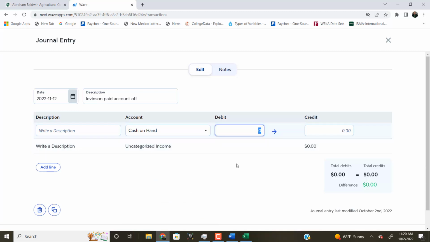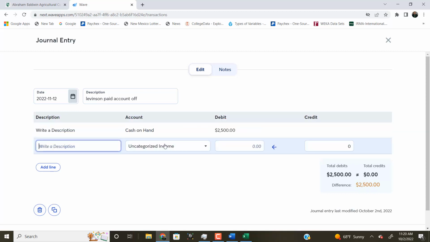And how much did they pay? Well, they paid $2,500 up front on a $5,000 sale. And so in that situation, you had a debit to cash for 2,500. You had a debit to accounts receivable Levinson for 2,500, and you had print supplies credit for 5,000. Now, in this situation, what you're getting is the other 2,500 that they owe you.